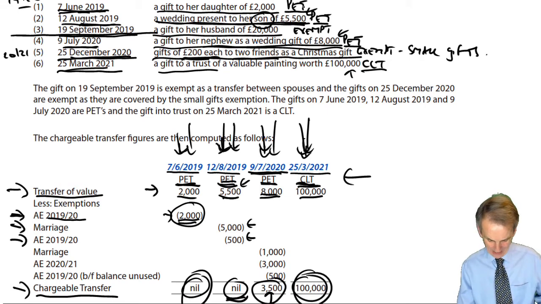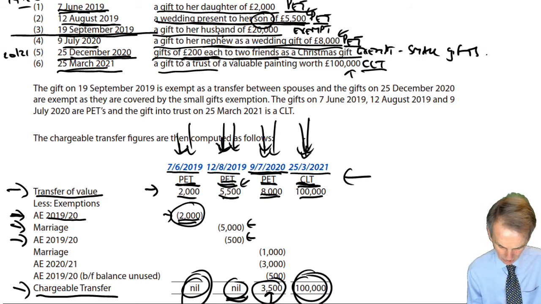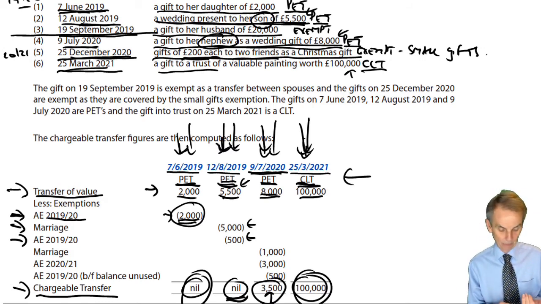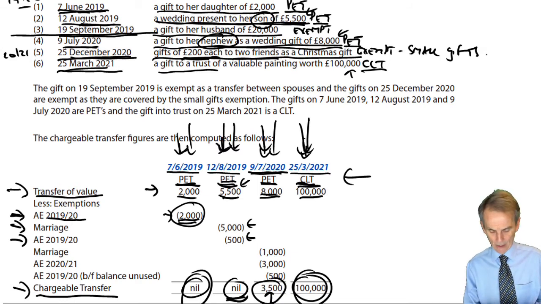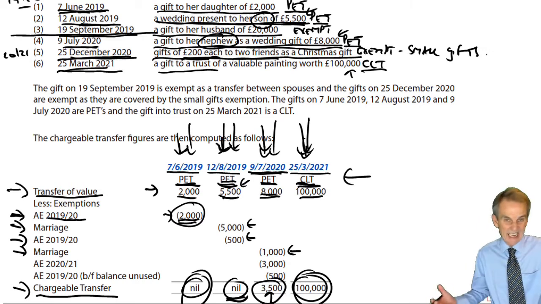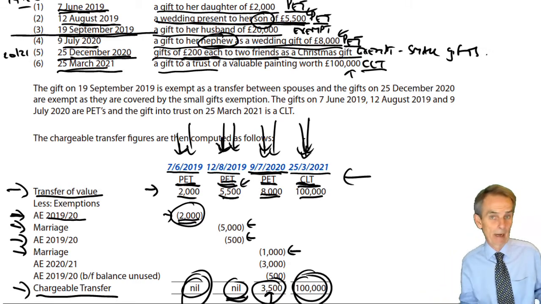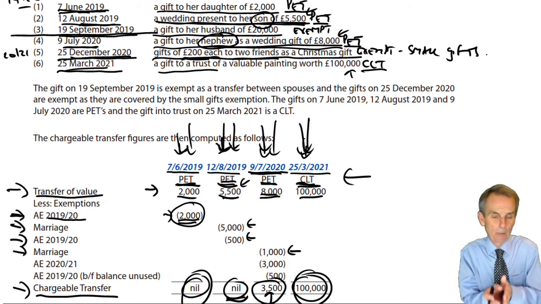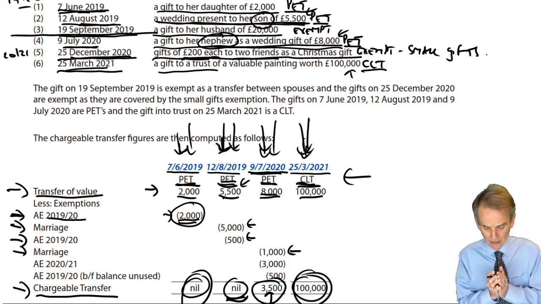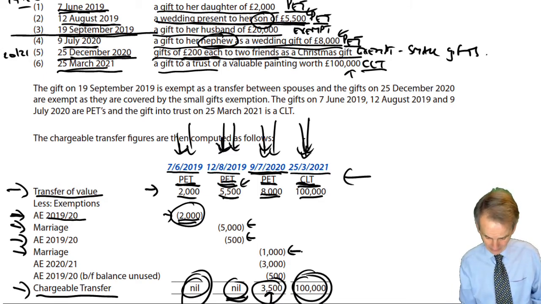But what have we got? £8,000, marriage exemption first to apply. It's to her nephew. So this therefore is not to son or daughter. It's not to a remote ancestor in terms of grandchild or great-grandchild. So on that basis, the only marriage exemption available is that £1,000 to any other person, whether a relative or just a friend, doesn't matter, to anybody other than the ones specifically prescribed for your £5,000 and £2,500 worth of marriage exemptions. Anybody else is £1,000. So that's 1,000.